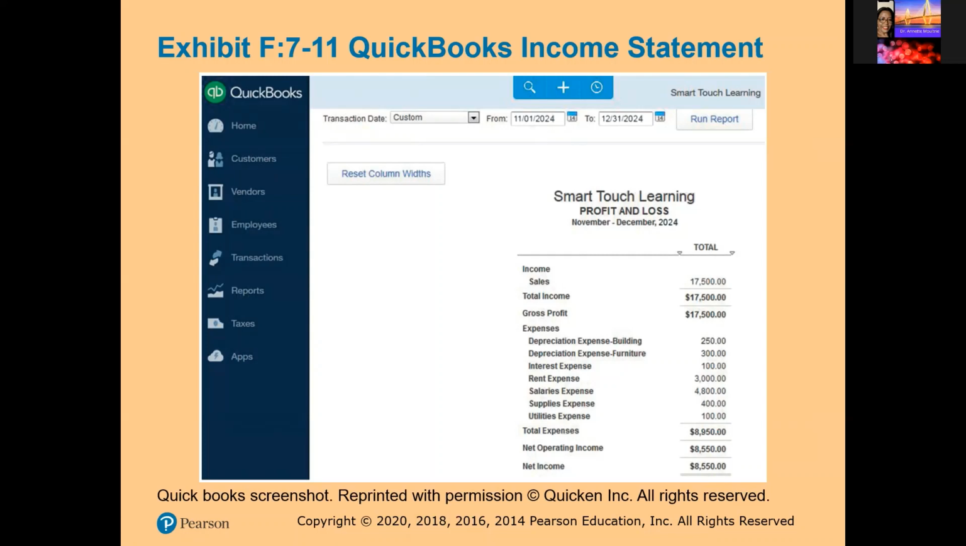Here you see in Exhibit 7-11 an example of an income statement for Smart Touch Learning. This is a QuickBooks income statement. And as I mentioned earlier, it's in QuickBooks for Smart Touch Learning, and for any other company, it will list it as profit and loss in QuickBooks.